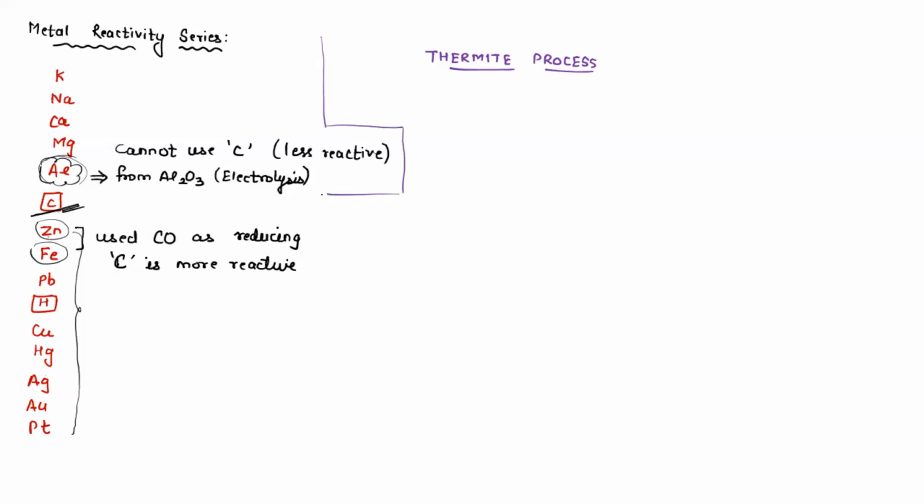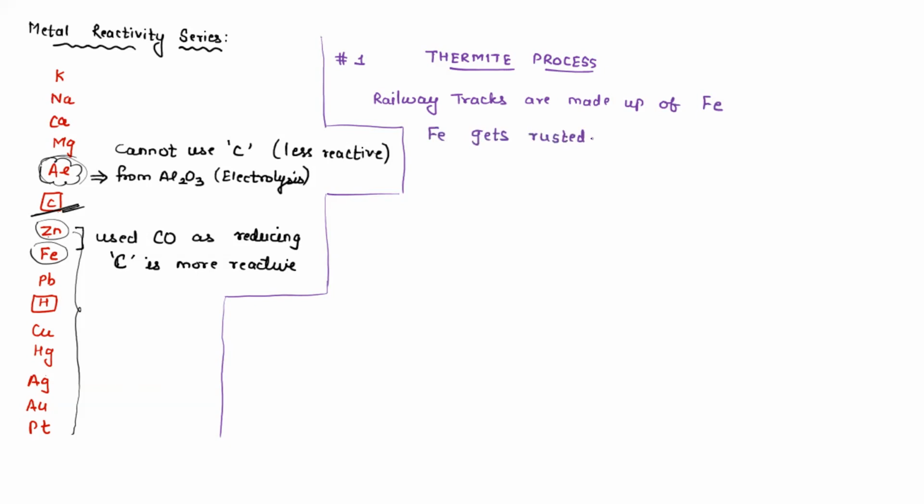Yes, railway tracks are always exposed to the atmosphere. So what do they do? See, railway tracks are made up of iron, and Fe gets rusted. So what is the formula of rust? It is Fe2O3.3H2O. So it is basically hydrated iron(III) oxide.